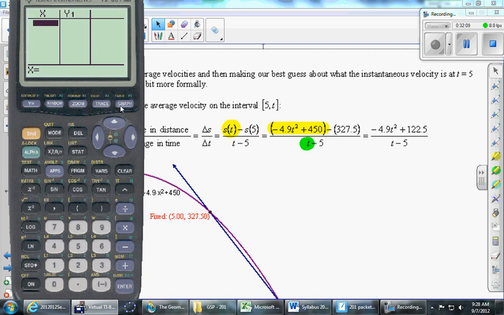What was the first t value we plugged in? 4. What did we get as the average velocity between 4 and 5? Was it 44.1? Good. And what was the next t we plugged in? 4.9, and then we got, what was it, 48.5. That's way better. And then how many 9s did we do? Was it 3?